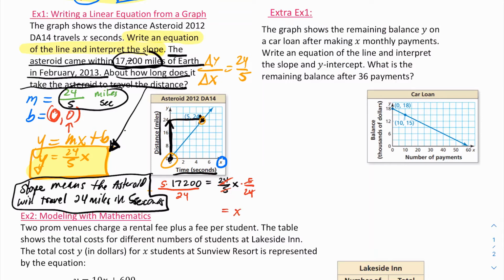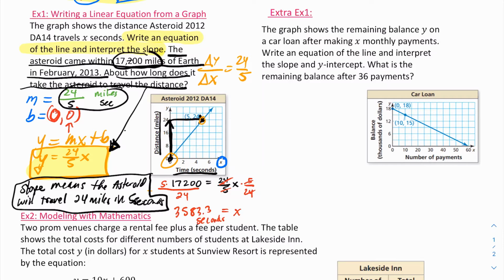On your calculator, you're going to run that through. So there's a lot of different ways of doing that. I'm just going to do the top first. So 5 times 17,200 equals, and then divide that by 24. And that's going to give me 3,583.3 seconds, because that's what x is measured in.